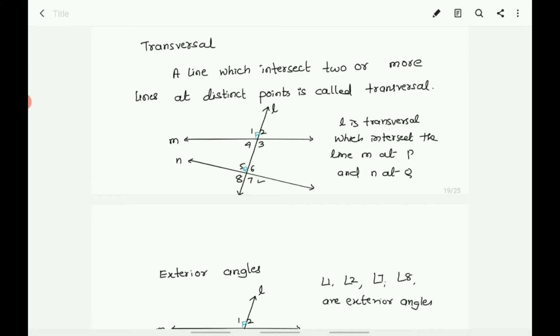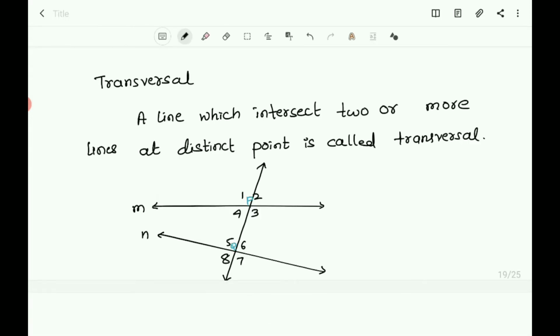Children, let us continue the chapter Lines and Angles. That is about transversal. What is transversal? And also different angles made by the transversal. A line which intersects two or more lines at distinct points is called a transversal. Here, what is a transversal? It is a line which intersects two or more lines at distinct points.